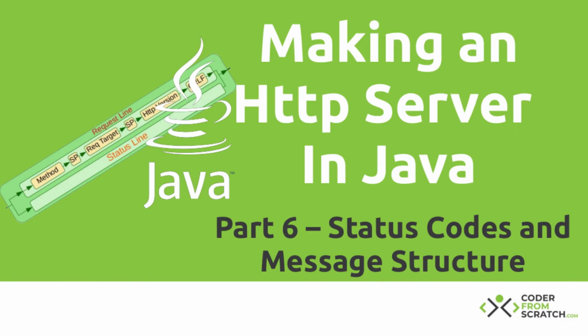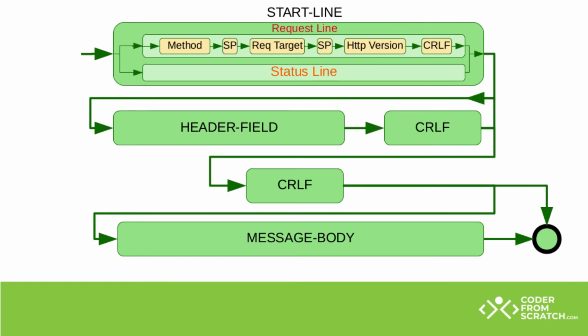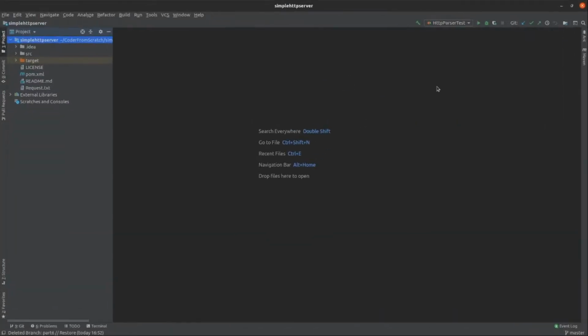HTTP parser. We have this diagram from the previous section, and we can see that for a request, we have three distinct sections that we need for parsing. We have the start line, which in our particular case, because we are talking about a request, we are going to be parsing the request line. We have the header section and the message body. So let's start modifying the code.